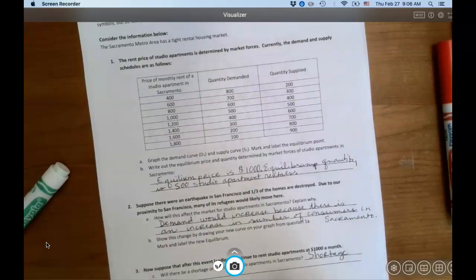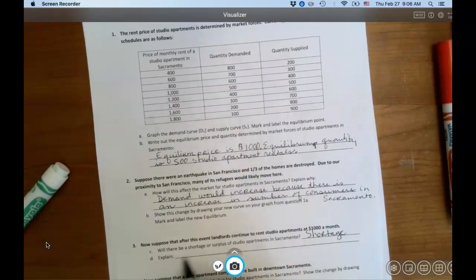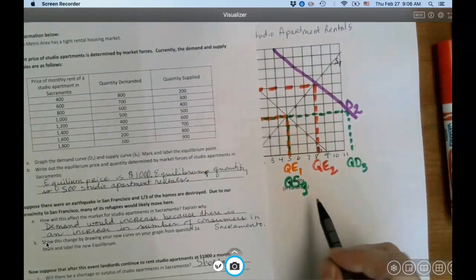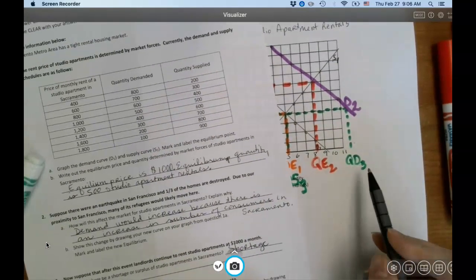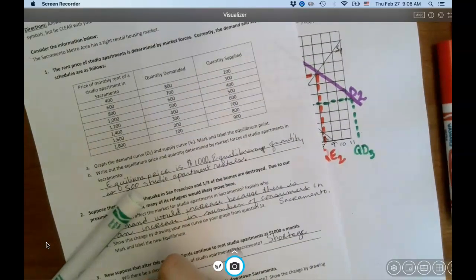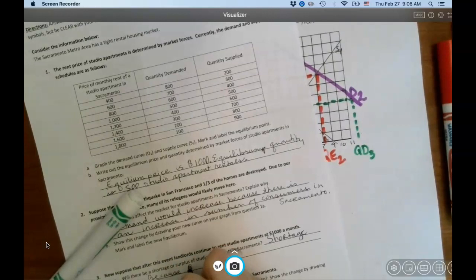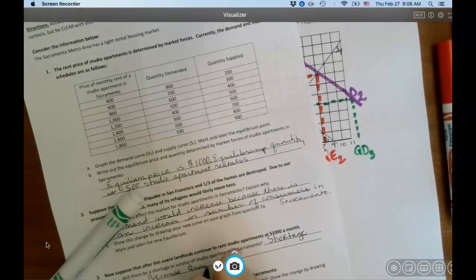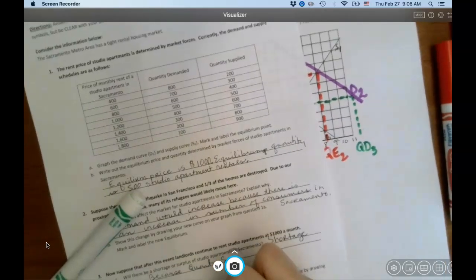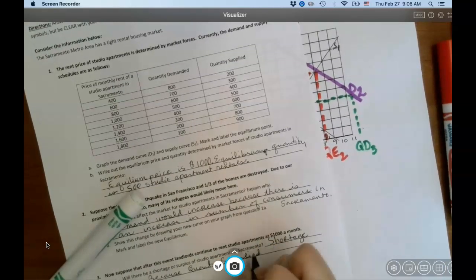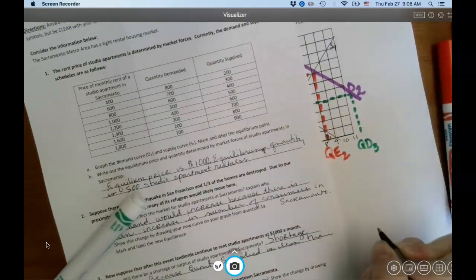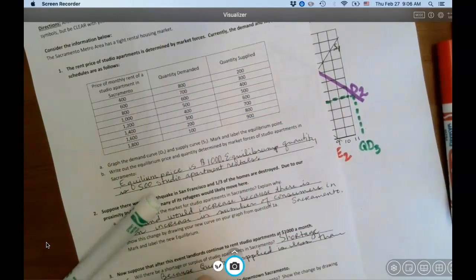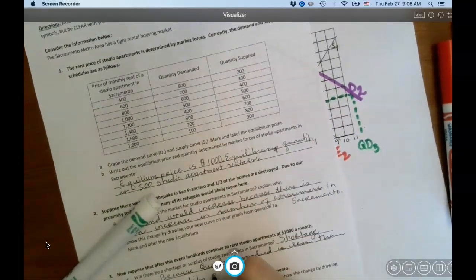And so my shortage is 7. Actually, they're not asking for the amount of the shortage here. All I have to do is explain. So it's a shortage because quantity supplied is less than quantity demanded. So I can put that here. Because quantity supplied is less than quantity demanded.